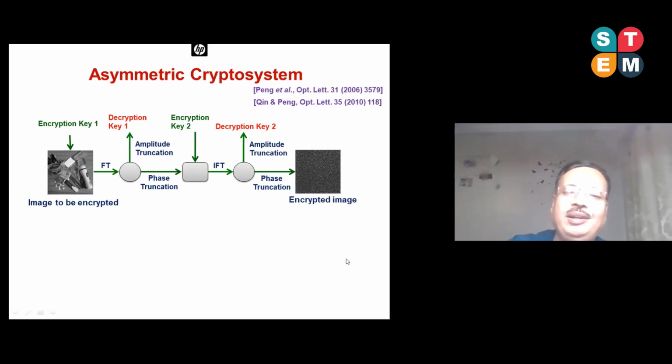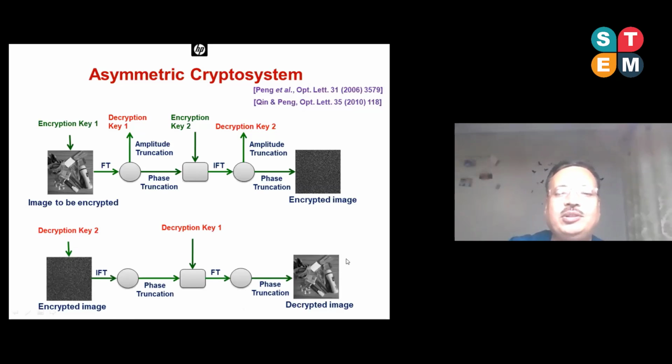Now, for retrieving the data, what we call decryption, we have to reverse the whole process: start with the encrypted image, multiply it with the decryption key 2, and take the Fourier transform, again do the phase truncation, multiply it with the decryption key 1 here, and finally what you get is the decrypted image back. So we started with the original input image, and we have retrieved this image back here. This is what the whole story is.